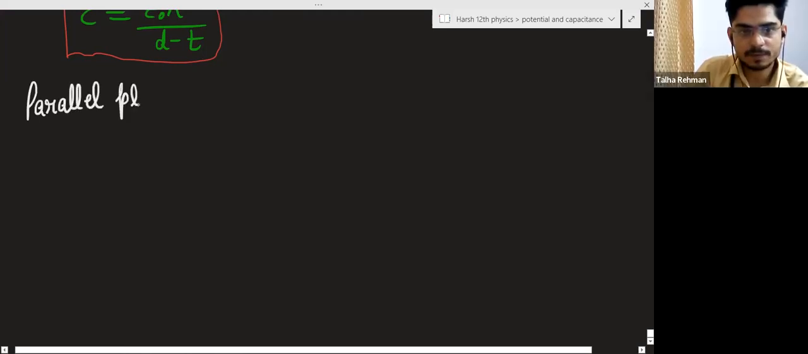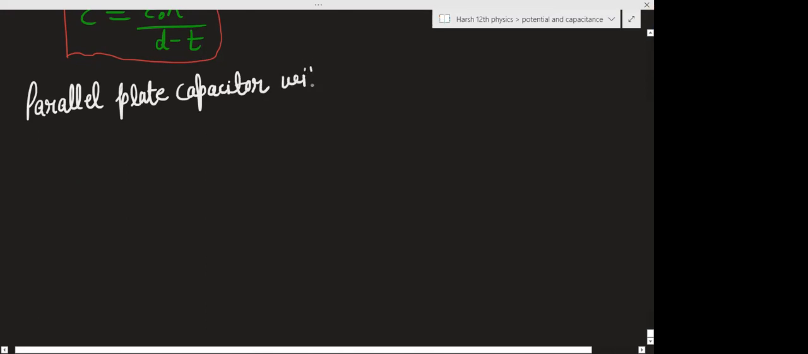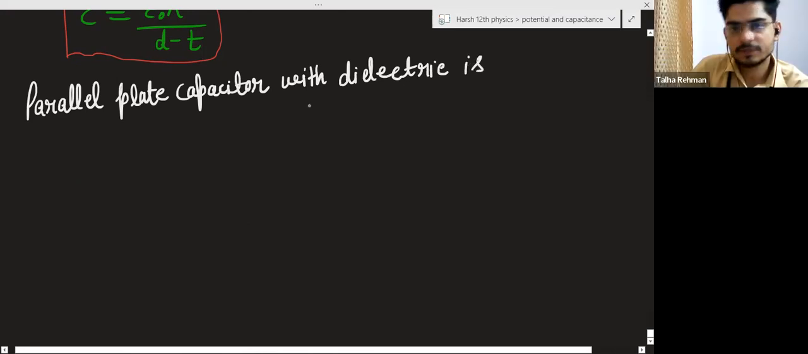So parallel plate capacitor with dielectric filled partially.